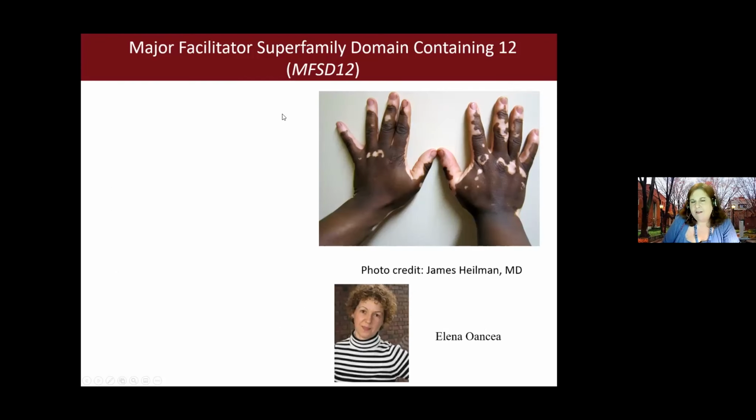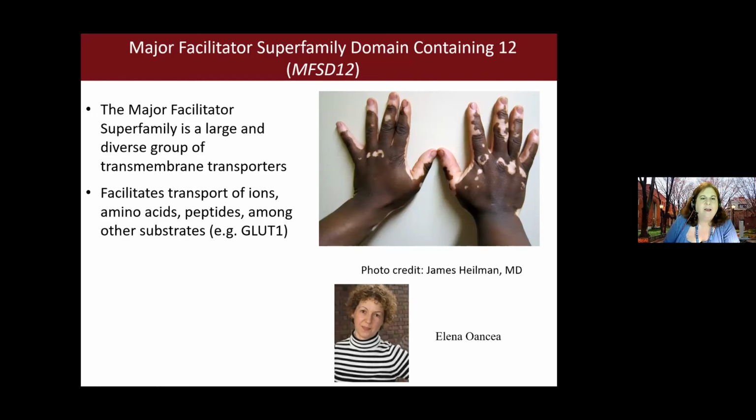The second association was at a gene called MFSD12. Now, at the time, it didn't have a name. It actually was just an open reading frame, whatever. It got a name as we were in the middle of our study based on homology to this group of transmembrane transporter proteins that facilitate transport of ions and amino acids and peptides and so on.